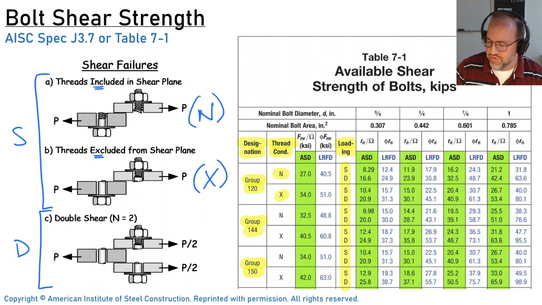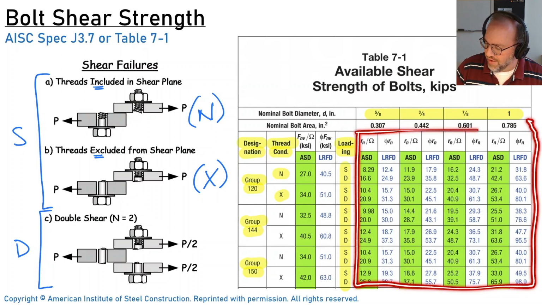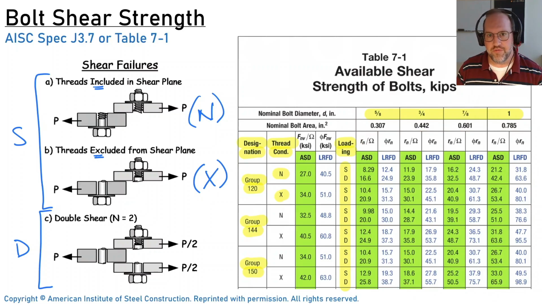Last thing you need is just a bolt diameter. So you can look that up here. And then you're ready to go. Then you can look up your ASD or LRFD capacity and move on your way. So very straightforward, very easy, works pretty good. The other two are a little bit more complicated.